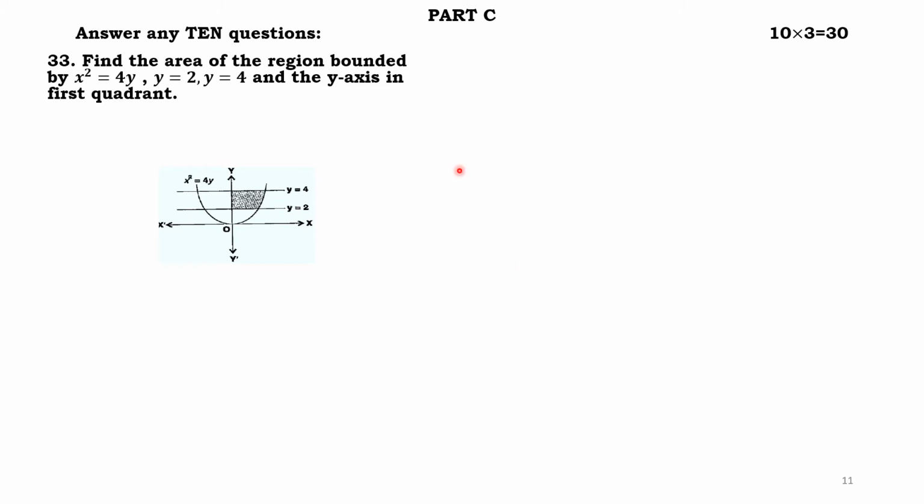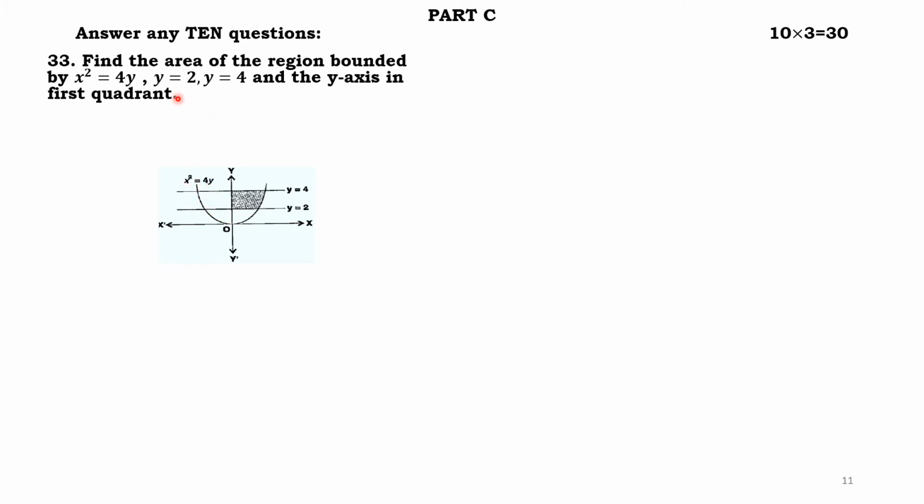Find the area of the region bounded by x square is equal to 4y, y is equal to 2 and y is equal to 4, and the x-axis in the first quadrant. The first quadrant. x square is equal to 4y is an upward parabola. That is x square is equal to 4y.